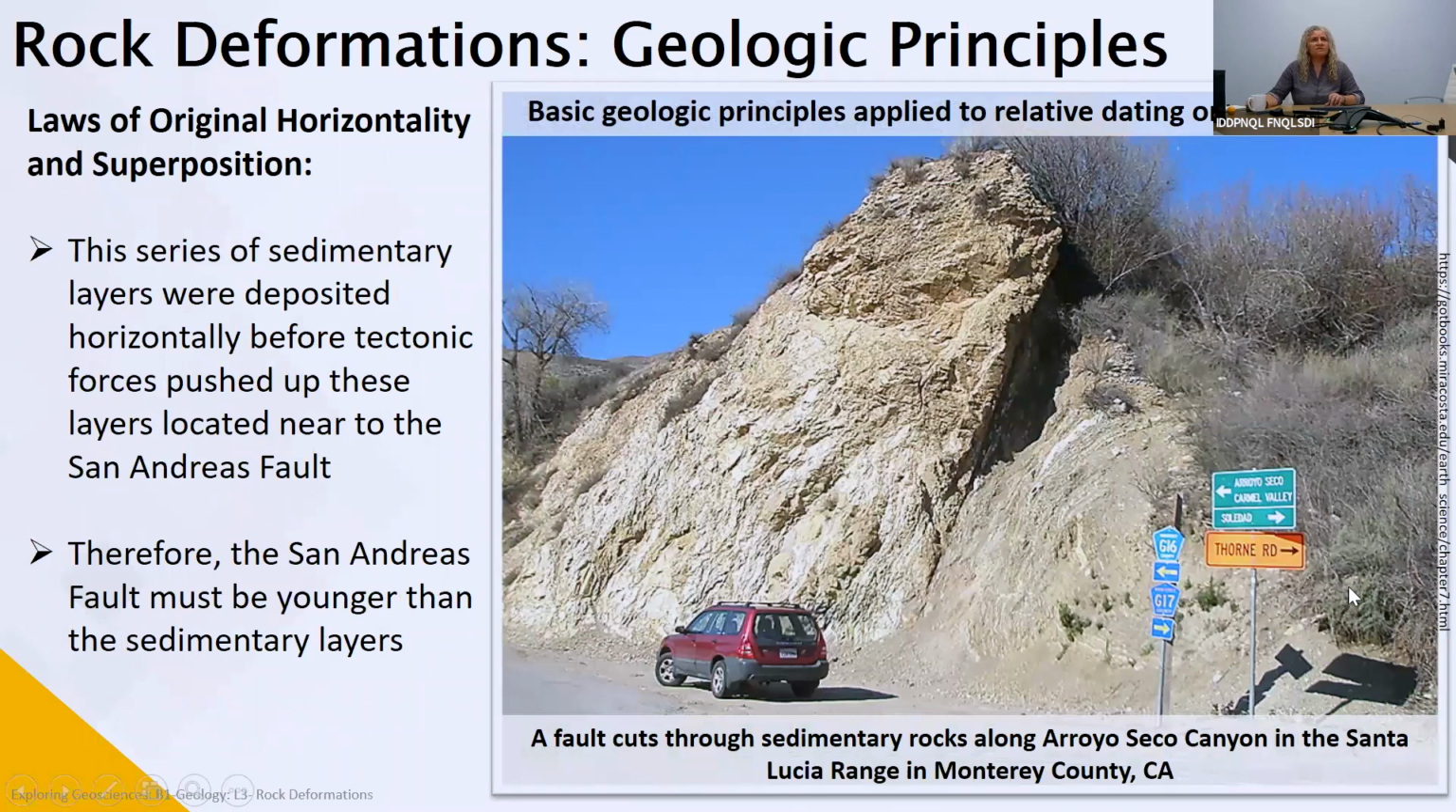Here again, we have a series of sedimentary layers which were deposited horizontally before they were forced up. And you can see that these layers are now subvertical. And we can see that they were affected by a fault. So we can see that the fault is the youngest event in this area.